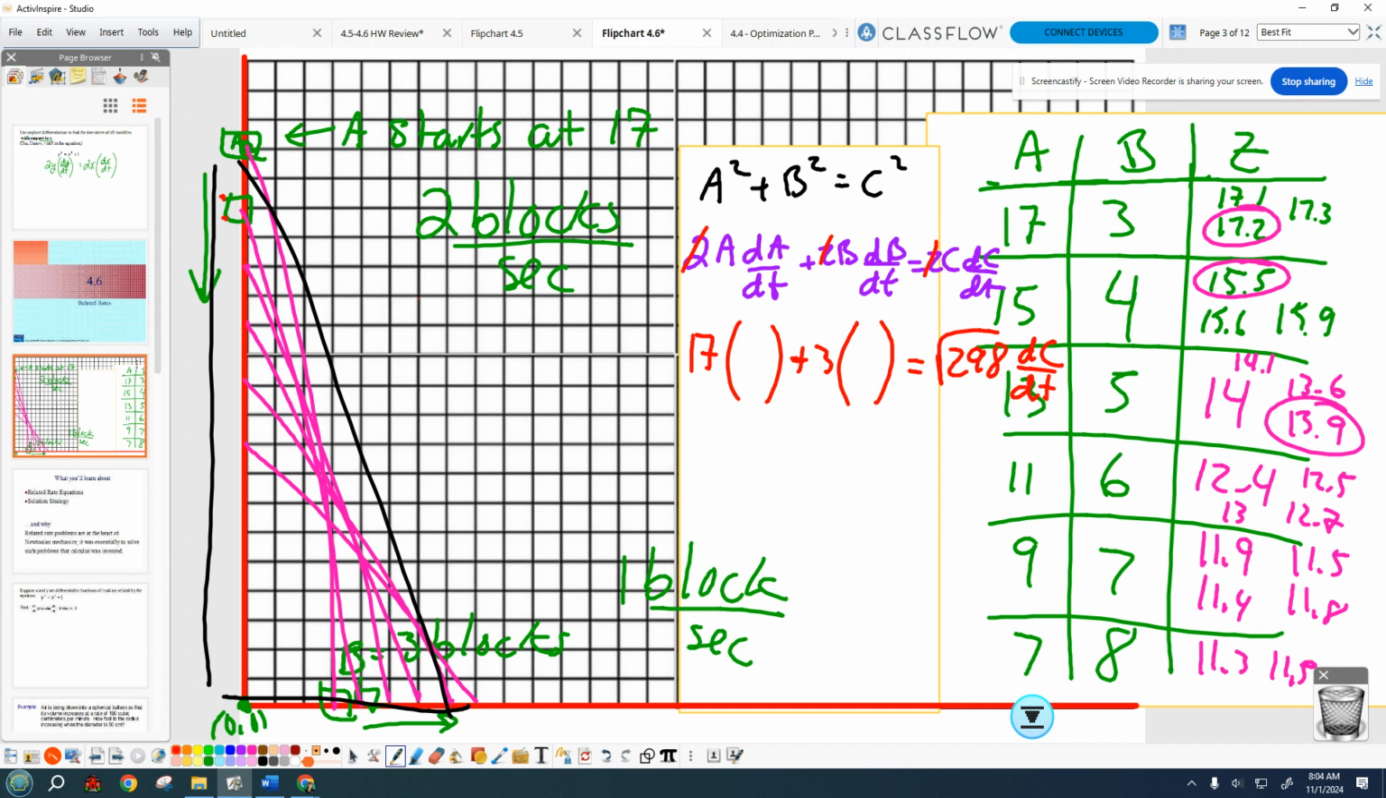What I wanted to know is how the distance between the cop car and the bad guy car, whatever these things are, is changing over time. I just need to solve for dC/dt, and I have dA/dt and dB/dt. However, what is the change in A over time? 2 per second. Is A getting bigger or smaller? Smaller, so is it positive 2 blocks or negative? Negative. There we go. And this one, is it getting a longer distance or smaller distance? Longer, so it's a positive 1.